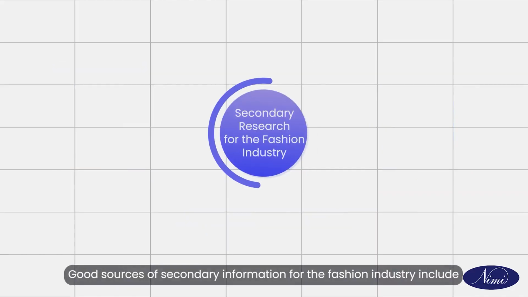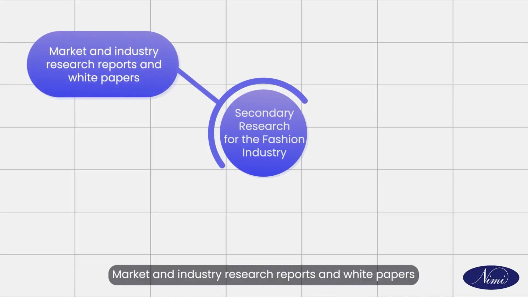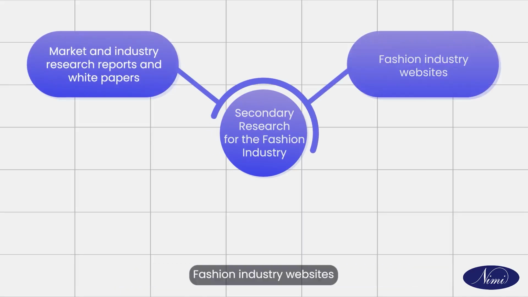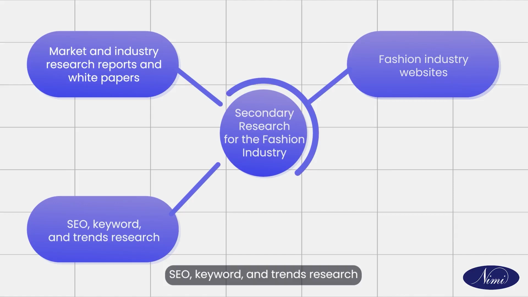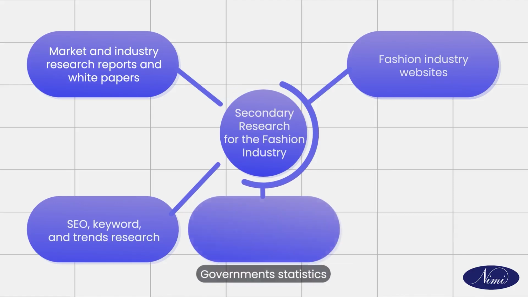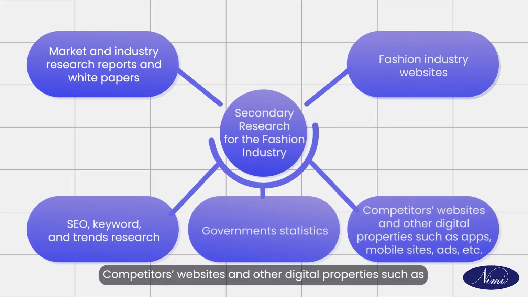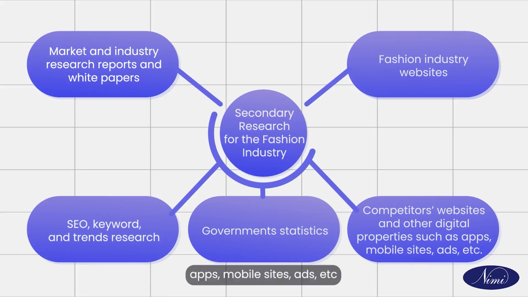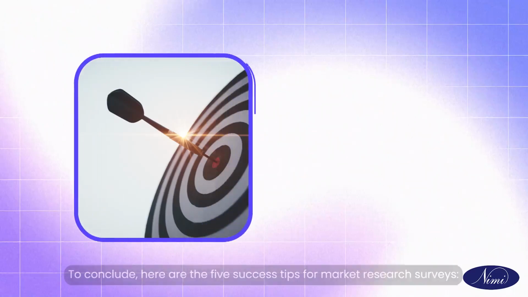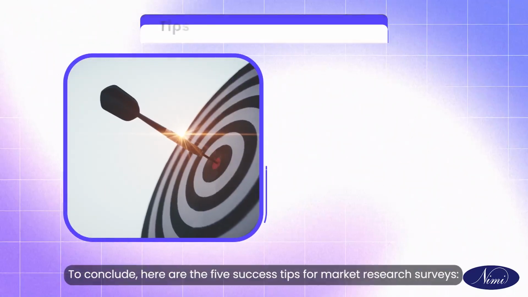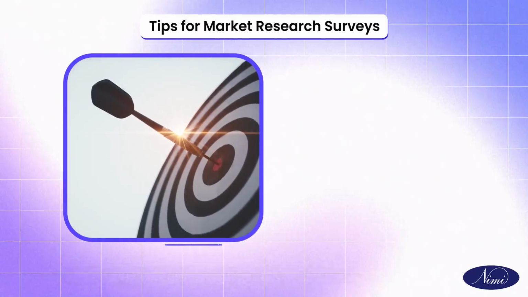Good sources of secondary information for the fashion industry include market and industry research reports and white papers, fashion industry websites, SEO, keyword and trends research, government's statistics, competitors' websites and other digital properties such as apps, mobile sites, ads, etc. To conclude, here are the 5 success tips for market research surveys.